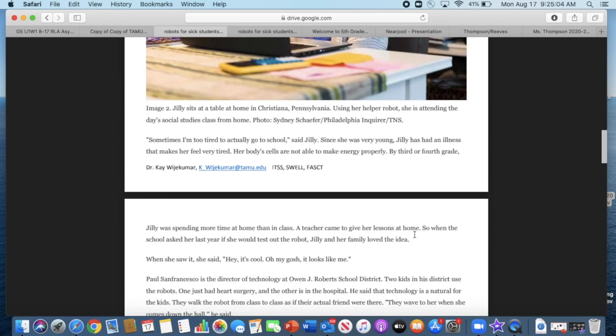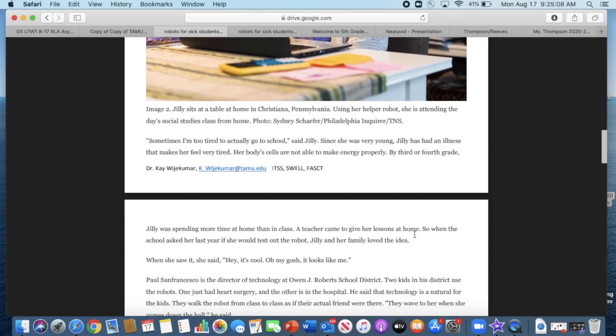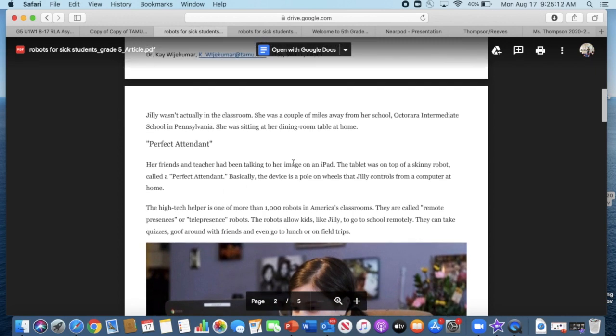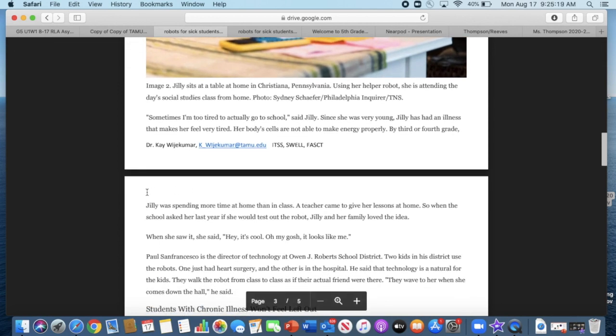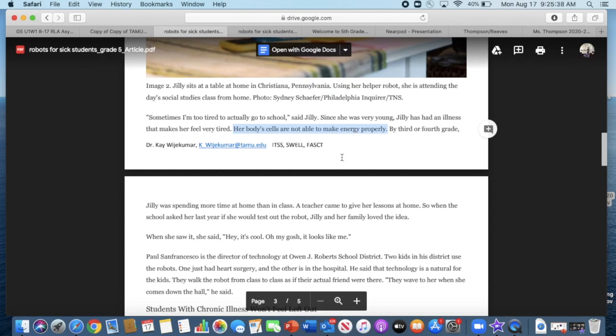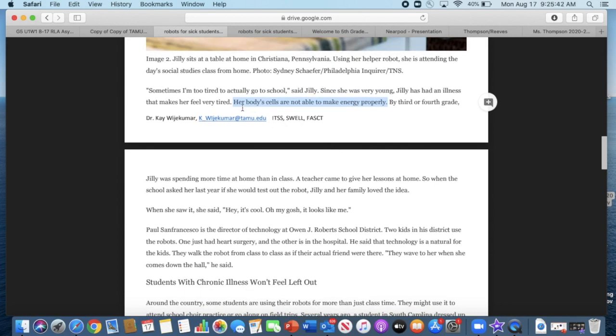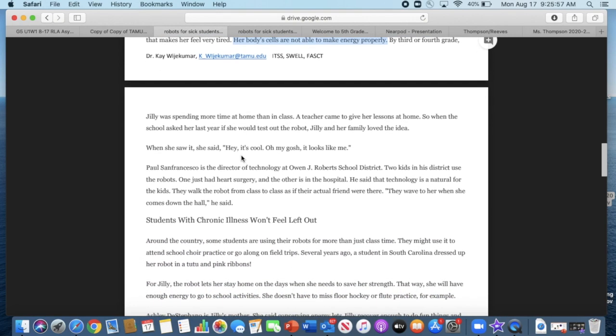So far we have talked about our solution, which they have given us, is our robot. And we knew we found the problem when it sounded like the title said someone was too sick to go to school. And guess what? We've even found the cause to that problem. So Jilly is that person who is too sick to go to school. And it says that she's too tired. Her body's cells are not able to make energy properly, which causes her to be too tired for school. So our cause so far, it sounds like, is her body cells are not able to make energy properly. Our problem is that she's too tired to go to school because of this illness she has. And so far, it sounds like our solution might be these computers. So let's go ahead and continue and read more.